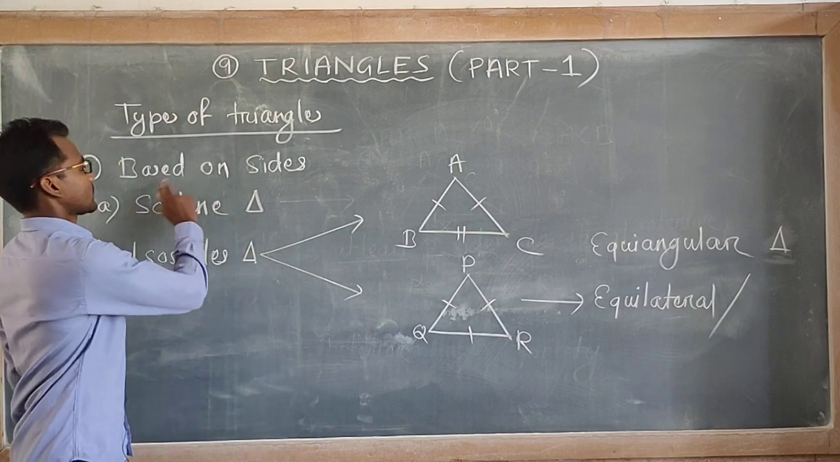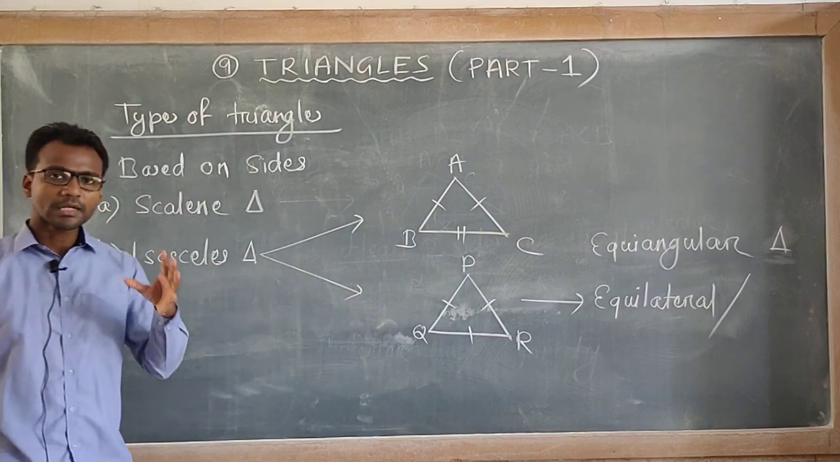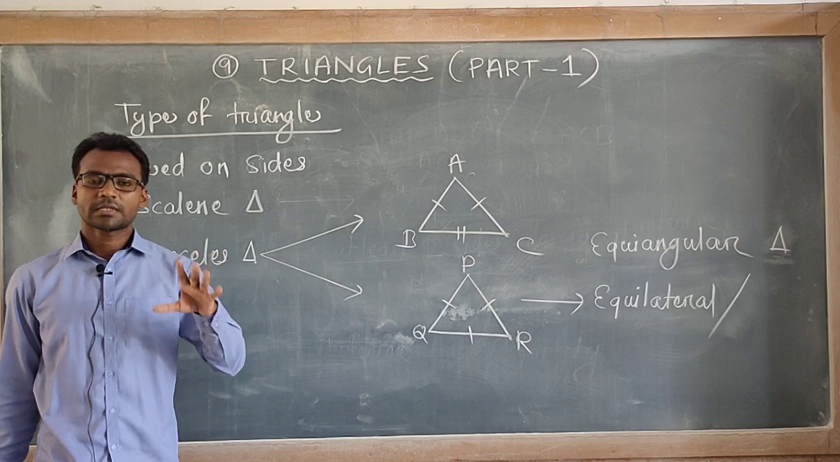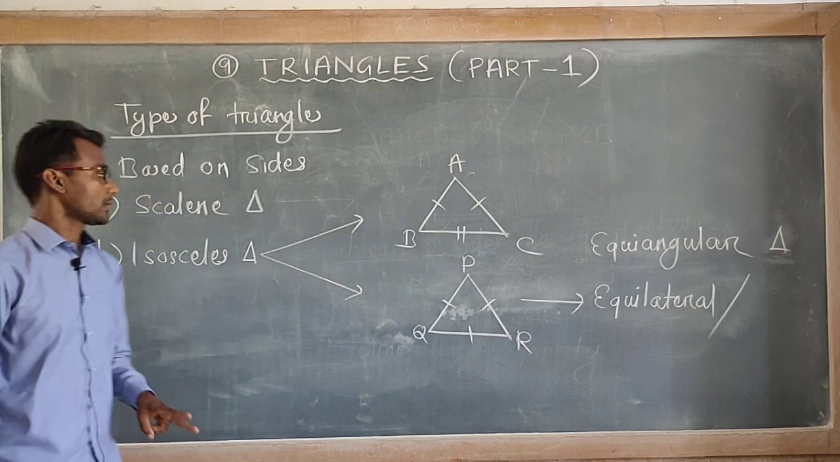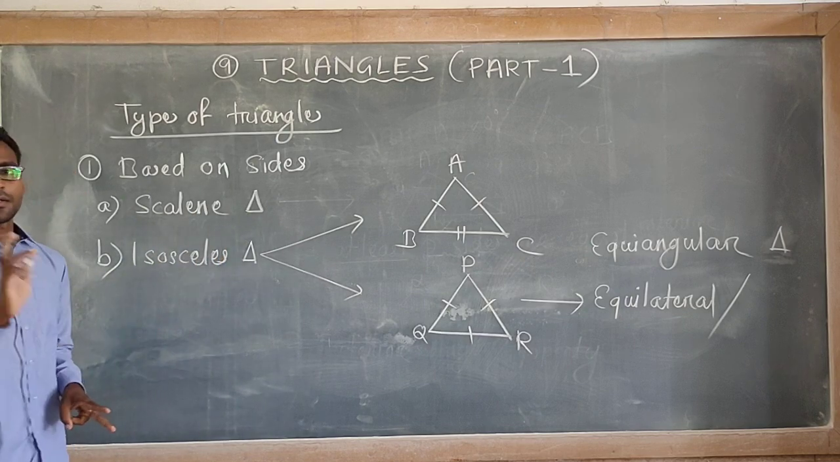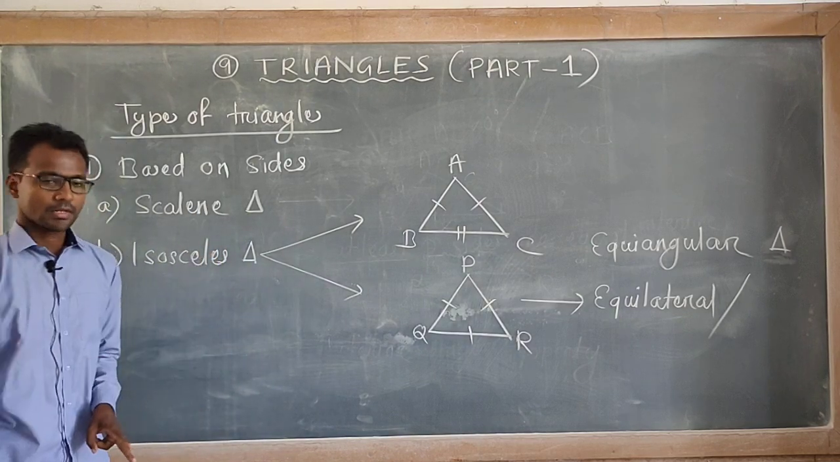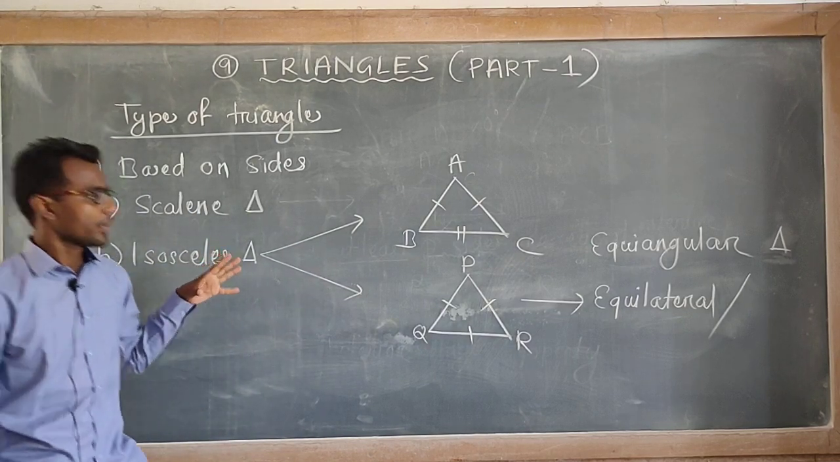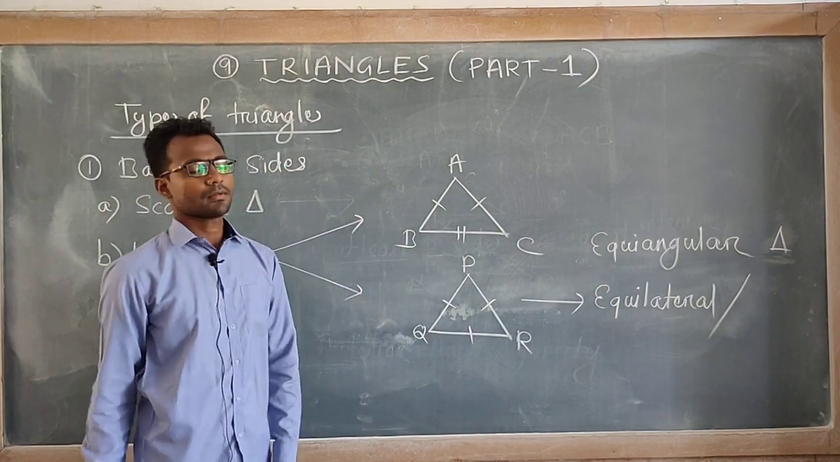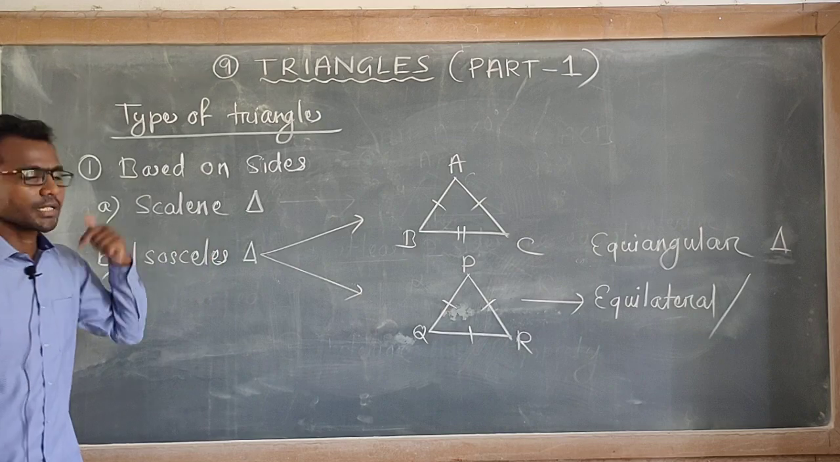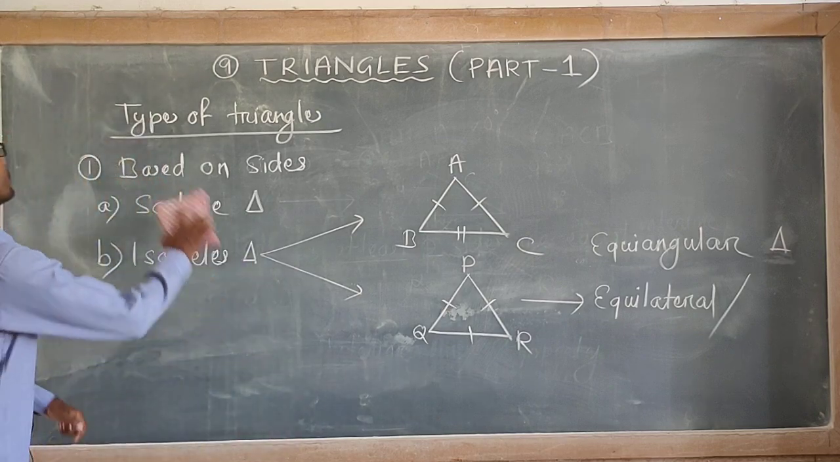So remember, based on sides, usually teachers and students think that there are 3 types of triangle. No, there are only 2 types. One is scalene triangle, the other is isosceles triangle. And this isosceles triangle will become equilateral triangle if all the 3 sides are equal. So these are the different types of triangle.